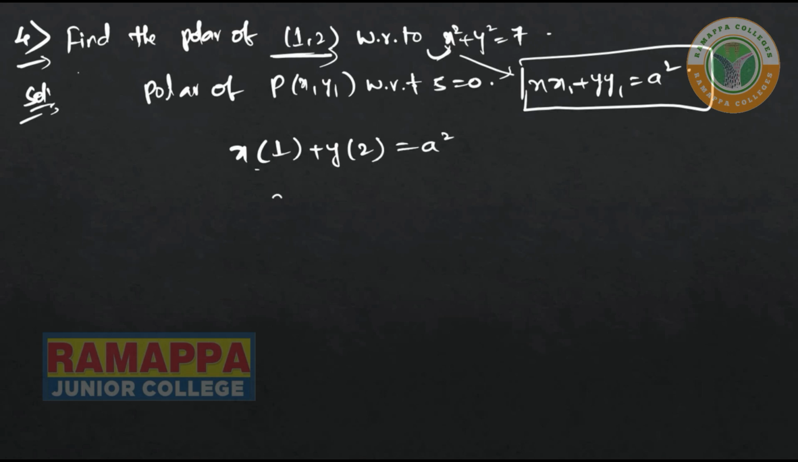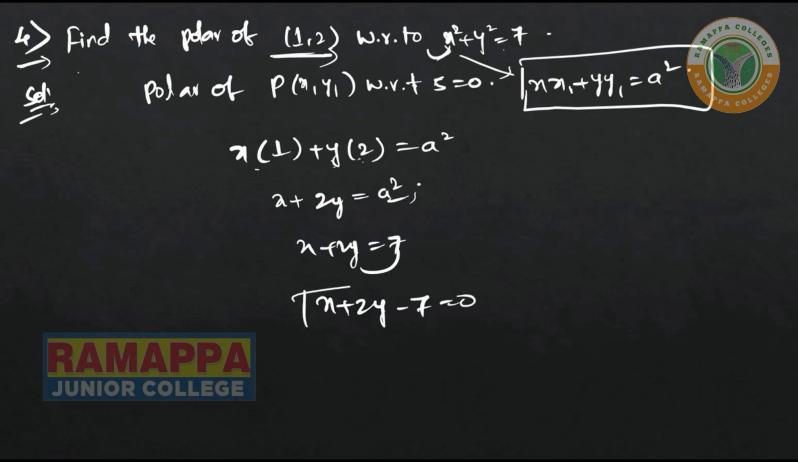Now x into x1 is x, plus y into 2 is 2y, okay, is equal to a square. So in this we can say that here a square is nothing but 7 only. So x plus 2y is equal to 7. 7 coming inside, it will become x plus 2y minus 7 is equal to 0 here. This is the answer here.